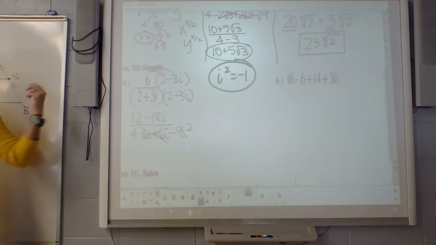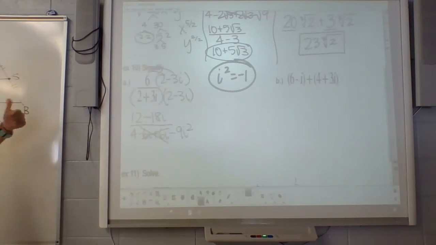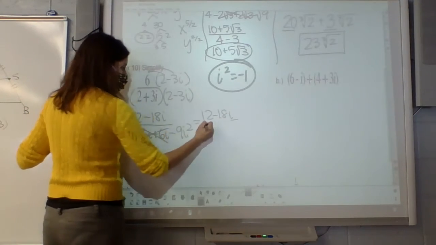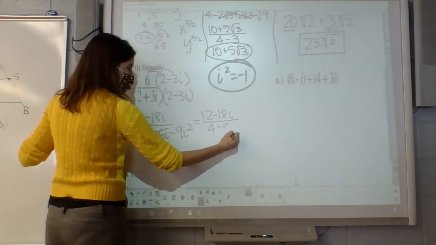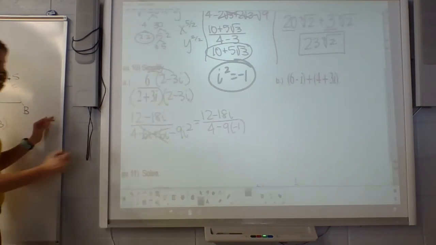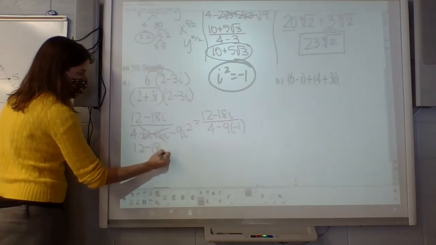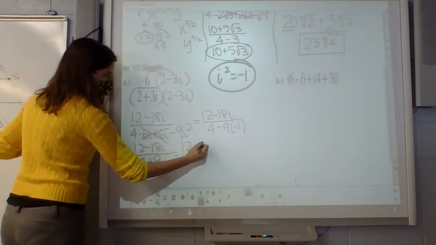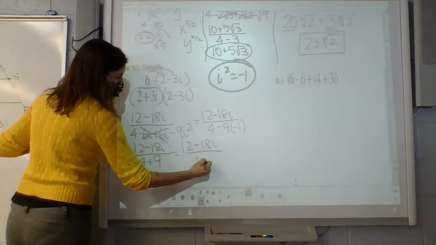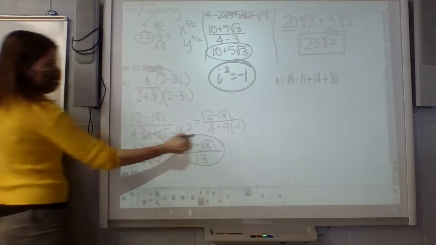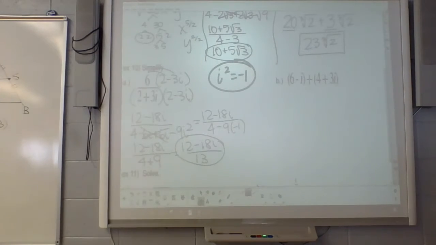Cancel, and then the fact that i squared is -1, we can use that as well. So that's going to become plus 9. And then it can't be simplified anymore, because 13 is prime, so nothing comes out of that.